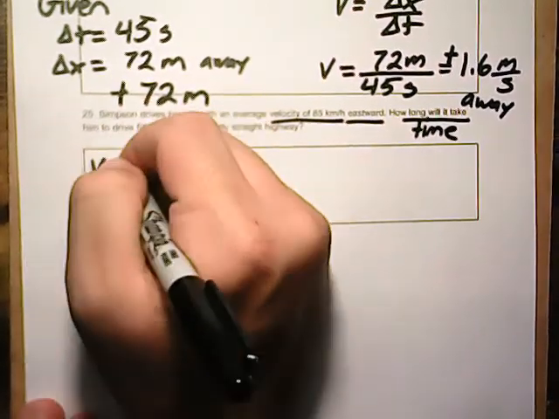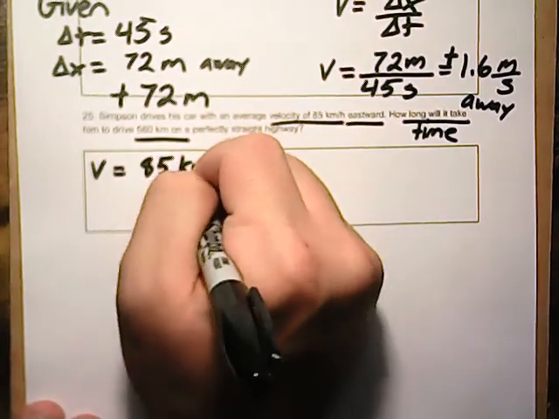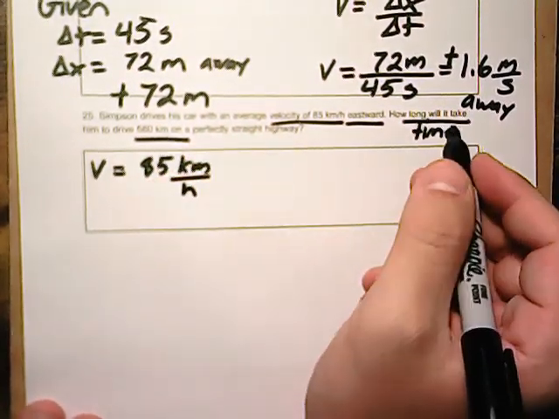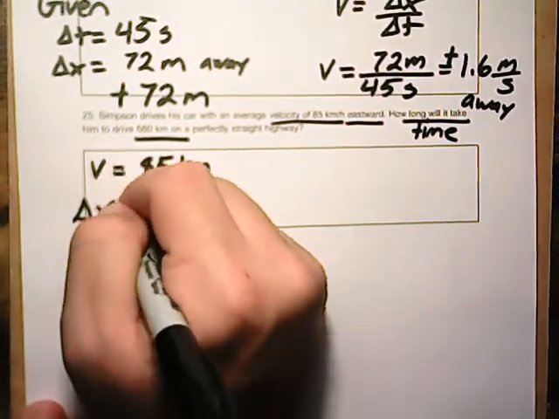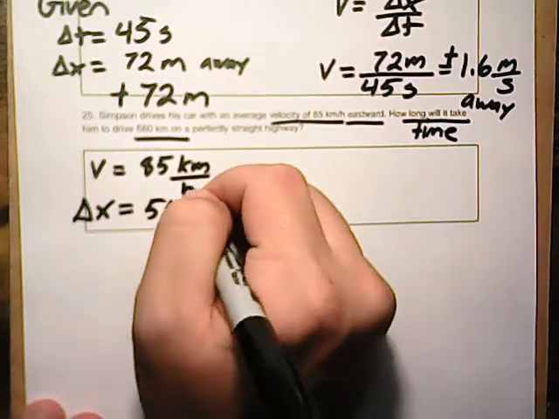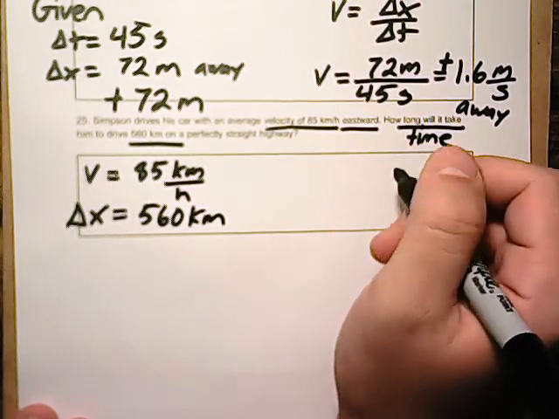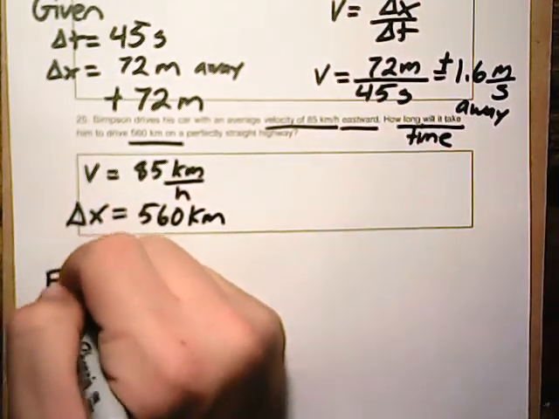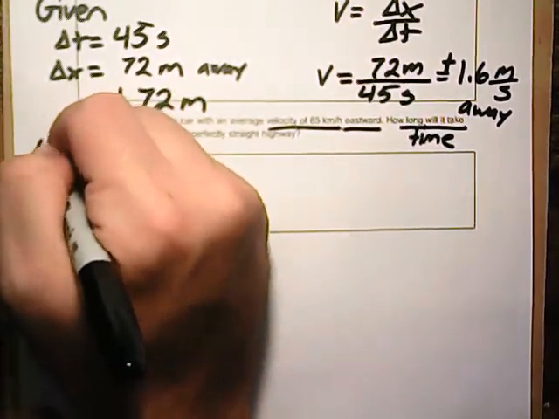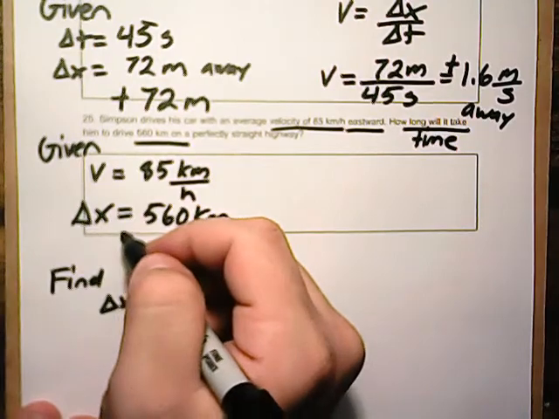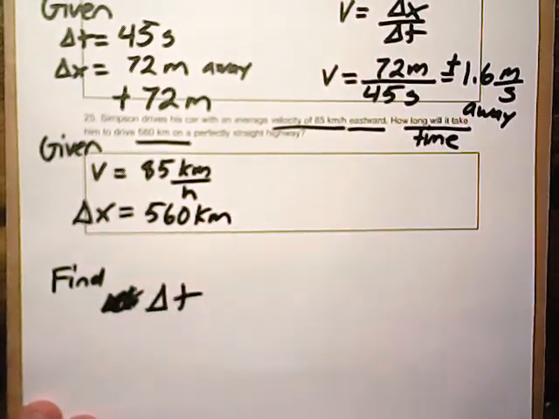So we know that the velocity is going to be equal to 85 kilometers per hour. Our displacement, delta x, is going to be equal to 560 kilometers. And we're trying to find delta t. So we're given velocity and displacement, and we're trying to find delta t, the time.